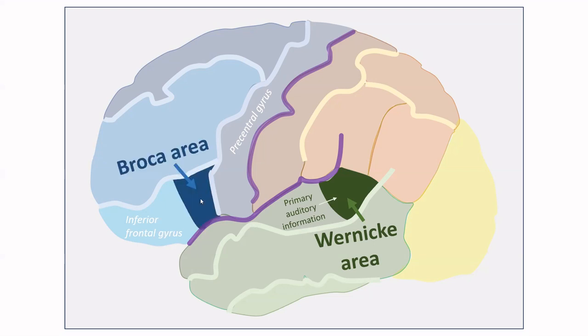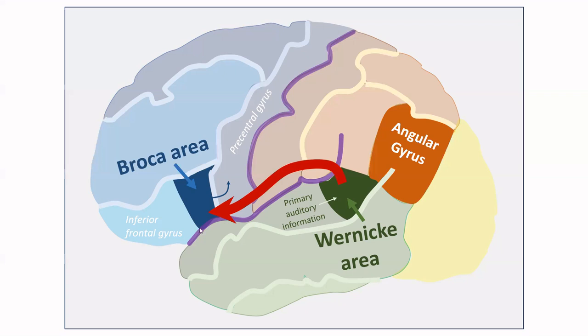We still have Broca area containing the phonetic programs responsible for language production, and these activate the cortical areas for the larynx and the mouth, which are located over here in the precentral gyrus. So Wernicke area and Broca area are connected by a white matter tract, the arcuate fasciculus.